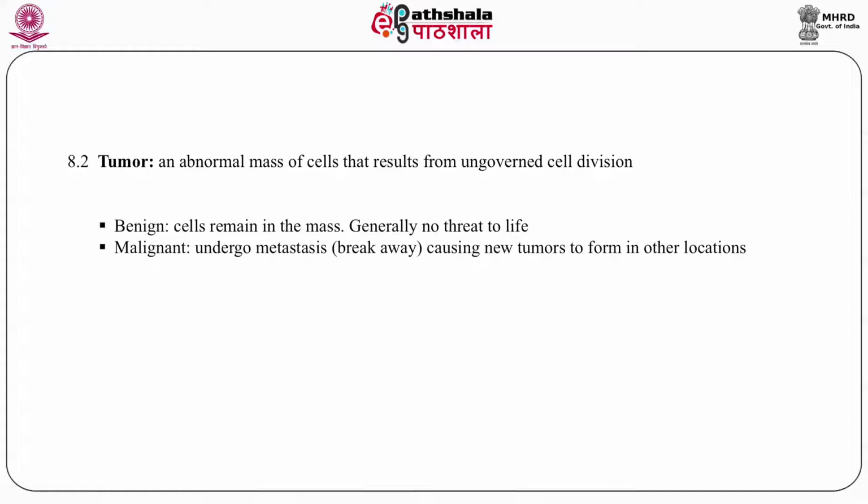Talking about tumors, a tumor is an abnormal mass of cells that results from ungoverned cell division. They can be benign, where the cells remain in the mass. Generally, they are not a threat to life because they are not malignant. Next is the malignant type, which can undergo metastasis because the cells break away from the center point and spread to the entire body.